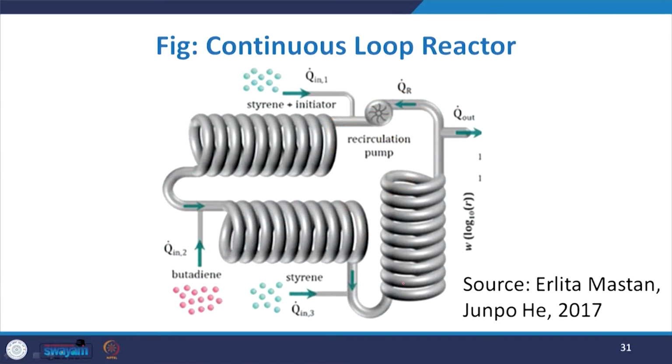Now, here you see that this is the continuous loop reactor. You see different loops are there, and the styrene and initiator are pumped with this recirculation pump, and you may have the other zone for the styrene, and this one is butadiene. So, you may have the styrene butadiene rubber at this outlet.